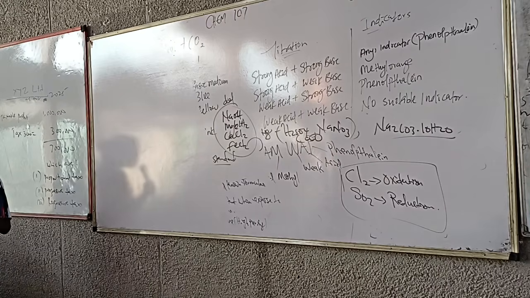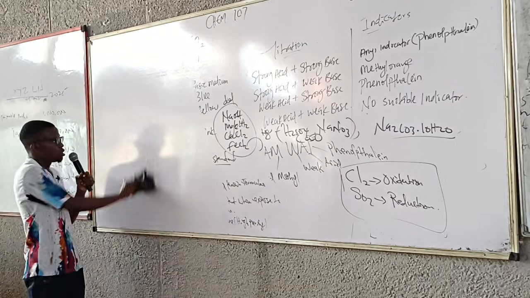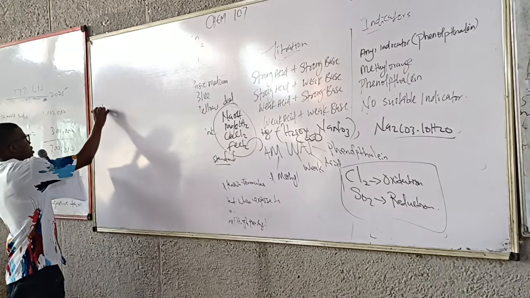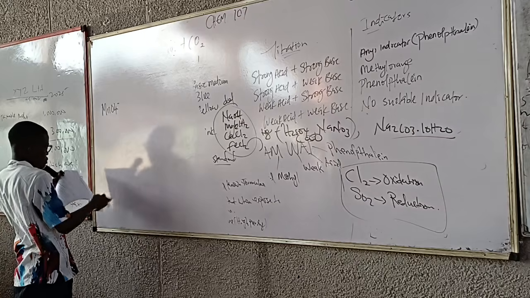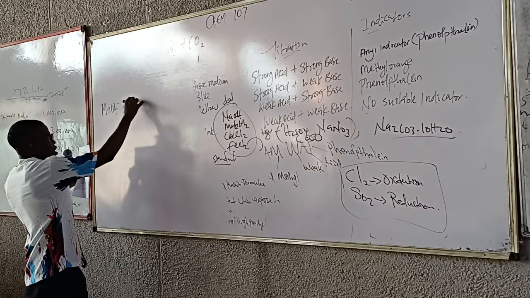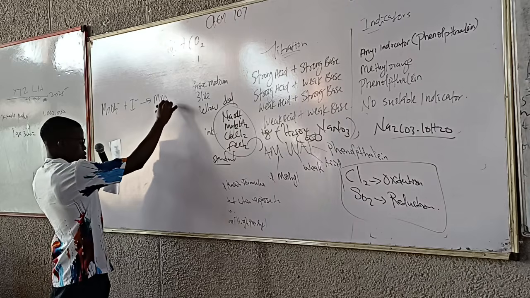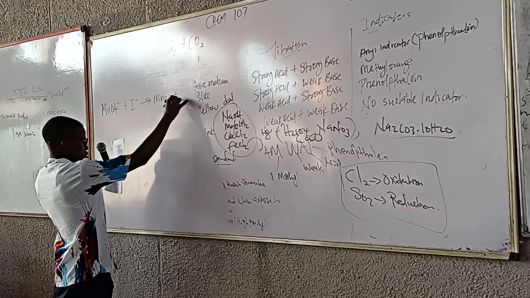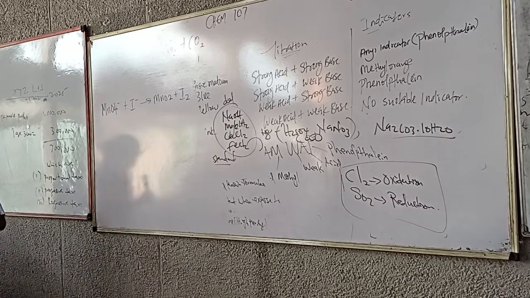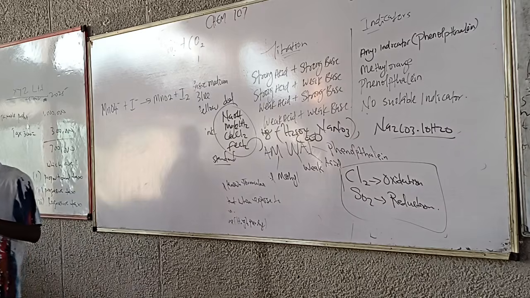Let's do number 5 first, while we are confirming number 6. Number 5 said: MnO4 minus plus iodide, I minus, to give MnO2 plus iodine. Is it not the same? Let me see.